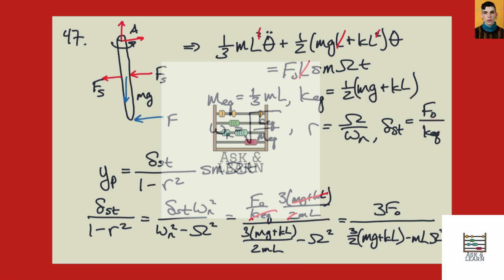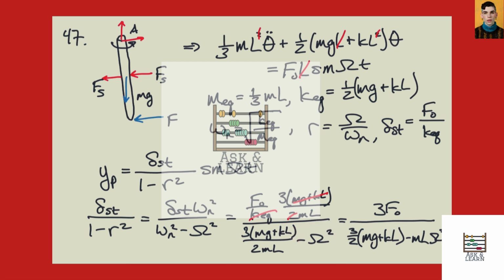Our particular solution is given by this, and what we were asked to find is the amplitude of that, and so that's just this value here. Now we can substitute r in here and multiply numerator and denominator by omega n squared to get this. And so then we have delta static, we plug it in, omega n squared is just KEQ over MEQ. And then we have omega n squared minus capital omega squared, the forcing frequency.